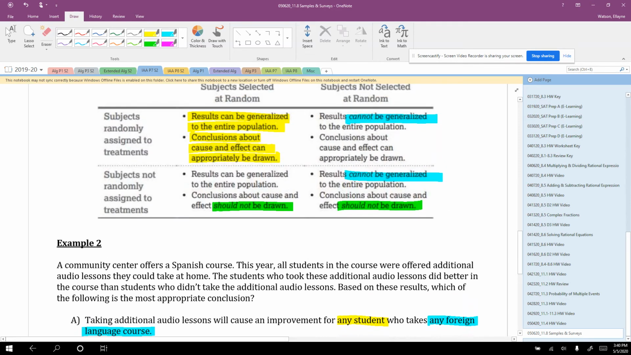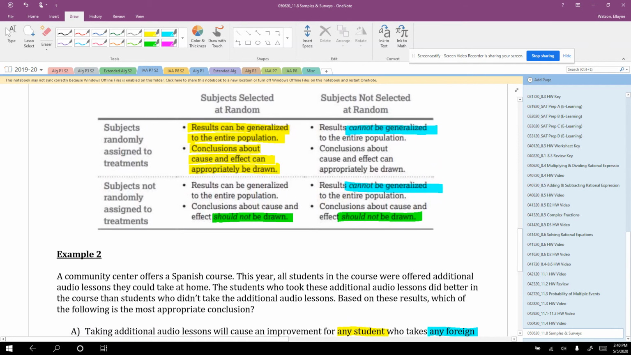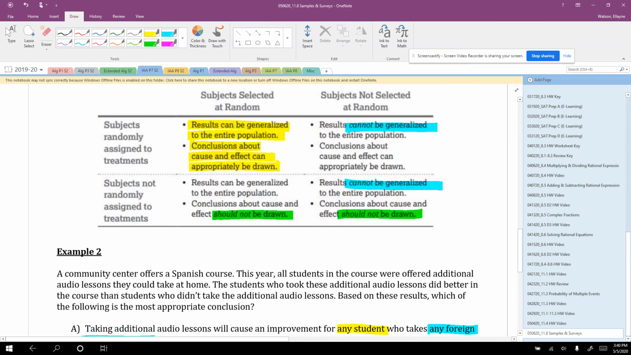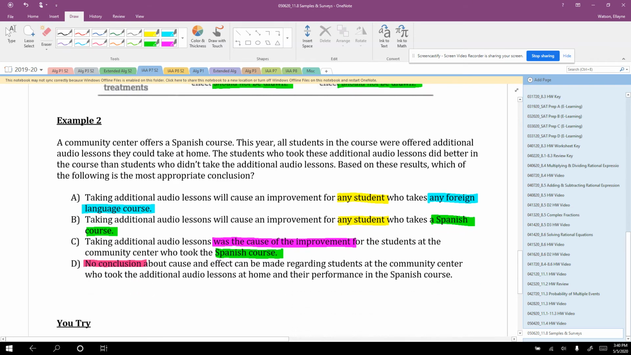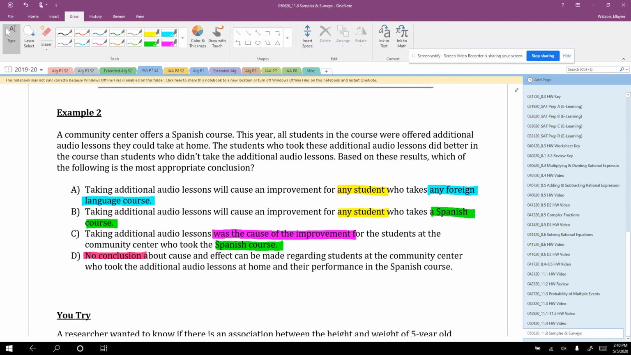Okay, so we look back up here, right? The subjects must be selected at random, and it must be generalized to an entire population. So this can't be true for any student. Okay, so we can eliminate. So we don't like any student. The other thing is this can't be applied to any foreign language because this was only for Spanish.